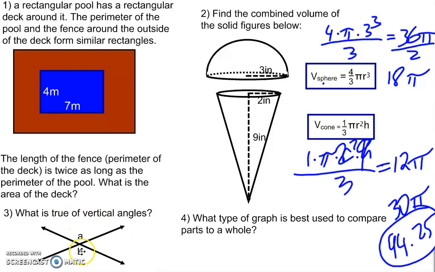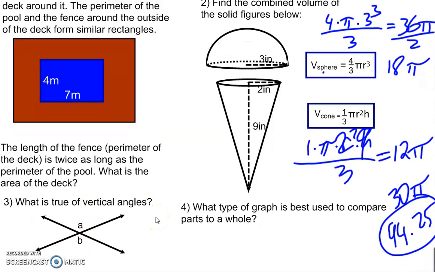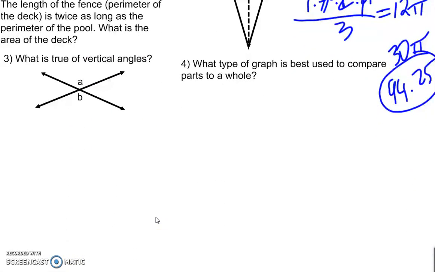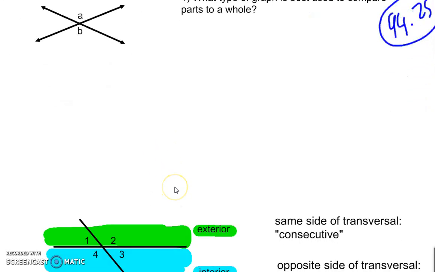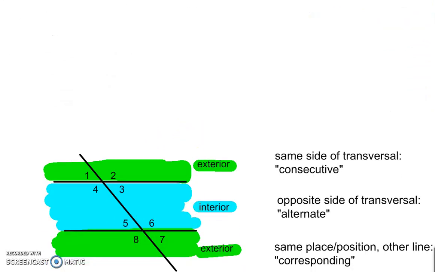Remember, vertical angles are congruent. So A and B are congruent, as are these two unlabeled angles. What type of graph is best used to compare parts to a whole? Types of graph, I'll get into those in just a little bit. Parts to a whole would be a pie chart or a circle graph. I want to go back here and look at these angles, something we reviewed in class today. If you already took notes, that's great. If you didn't, or if you weren't here, make sure you're writing this down.